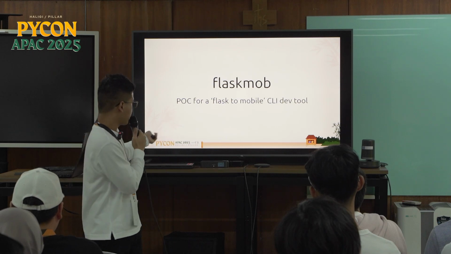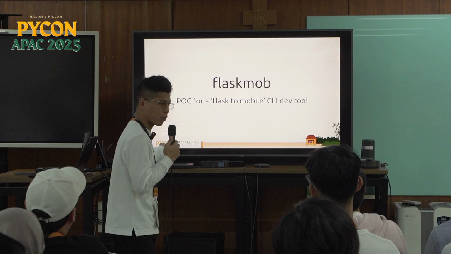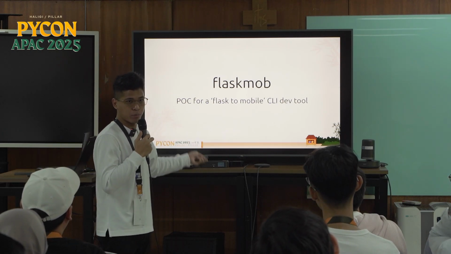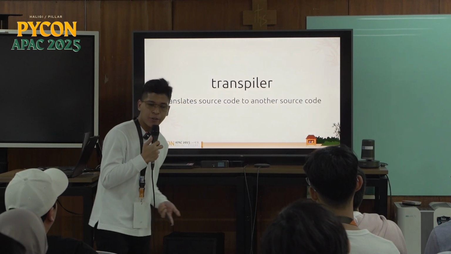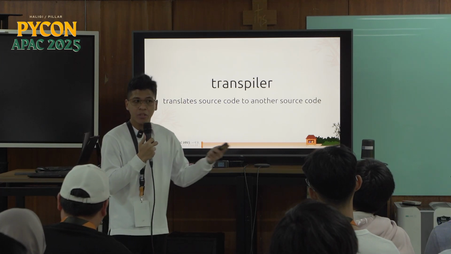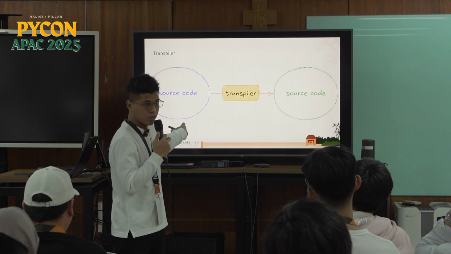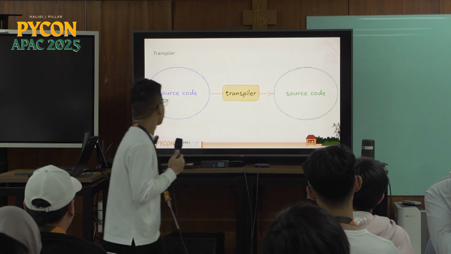So I was tasked to build a POC, which is a proof of concept. It's not actually for production use, but more to prove that this thing is possible in the first place. To solve this kind of problem, we need to know transpilers. Transpilers is just source code, something in between, and then it spits out source code.